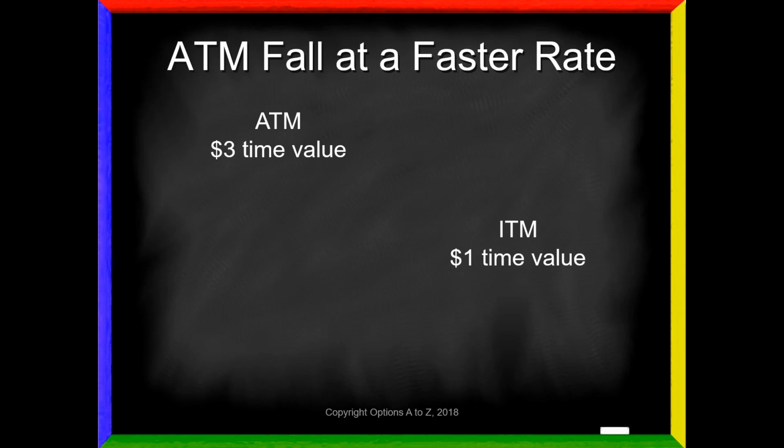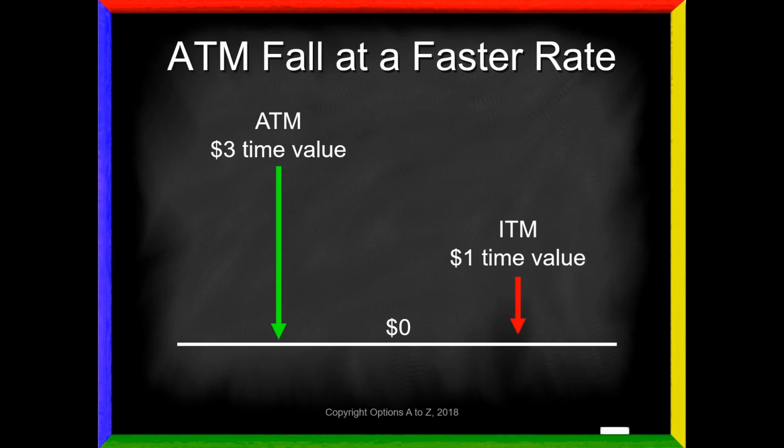And so the other thing that we know is that both of these options' time values must hit 0 at expiration. So think of this like a graph. The $3 value is much higher on the graph because it's a higher time value. The $1 time value sits much closer to 0. What does that tell you? If both of these time values must reach 0 at the same point in time, the only way they can do that is if the at-the-money falls at a faster rate. So that's a good way to conceptualize why that must happen. It's because all of your options must have their extrinsic value hit 0 at the same point in time.